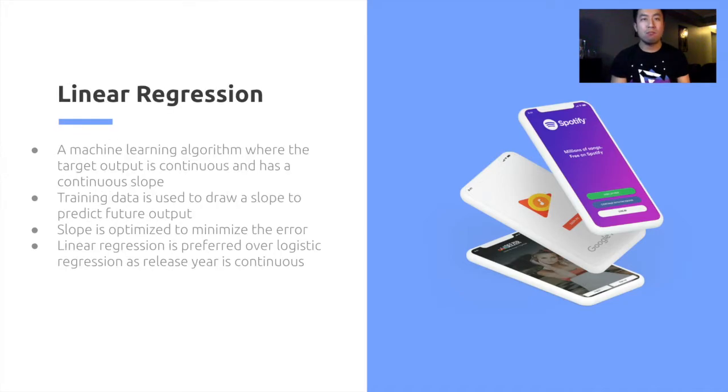Linear regression. This is a machine learning algorithm where the target output is continuous and has a continuous slope. The training data is used to draw a slope to predict the future output. And the slope is optimized to minimize the error. And linear regression is preferred over logistic regression because the release year is continuous.